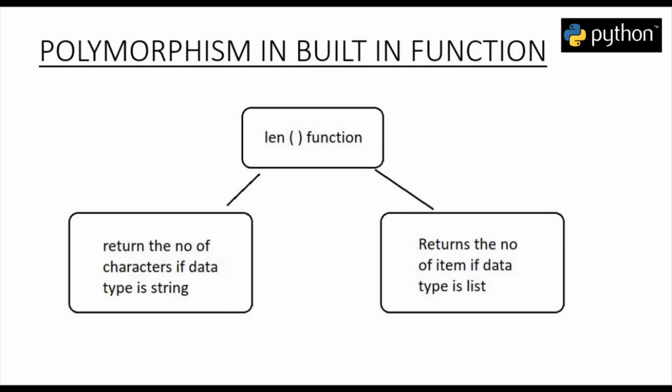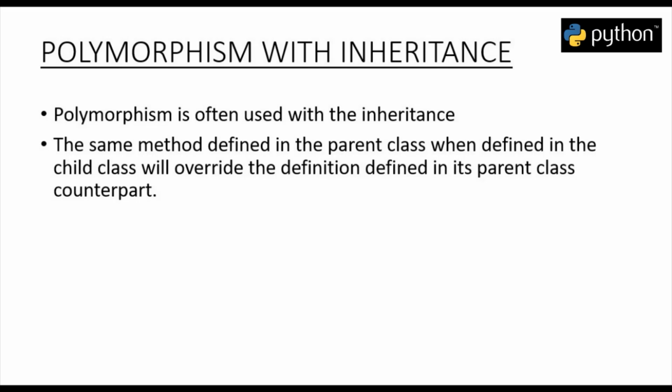The second technique we are going to discuss is polymorphism with inheritance. Polymorphism is often used with inheritance. The same method defined in the parent class, when defined in the child class, will override the definition defined in its parent class counterpart. So let's head over to Python and understand this in detail.